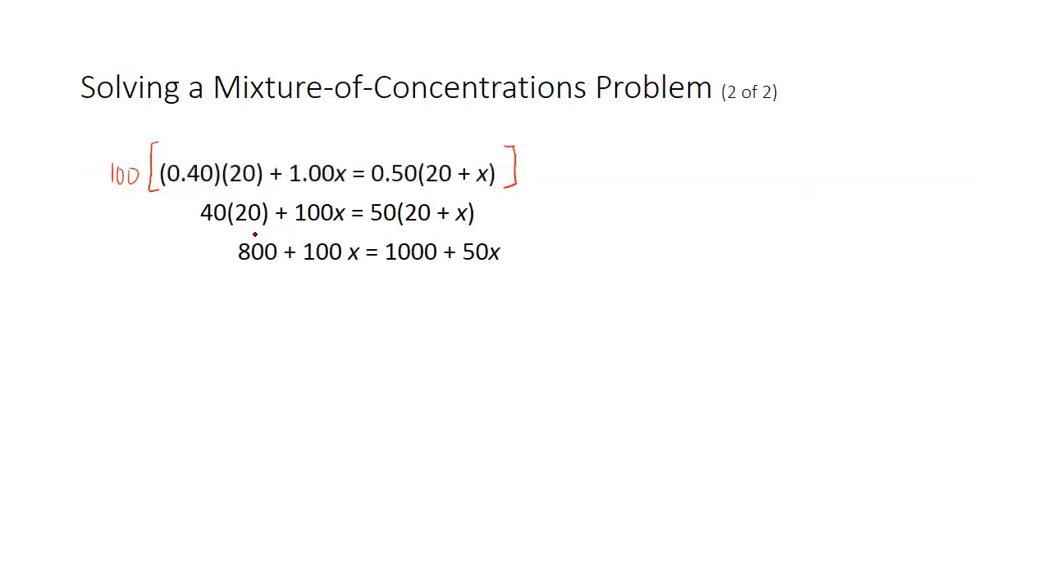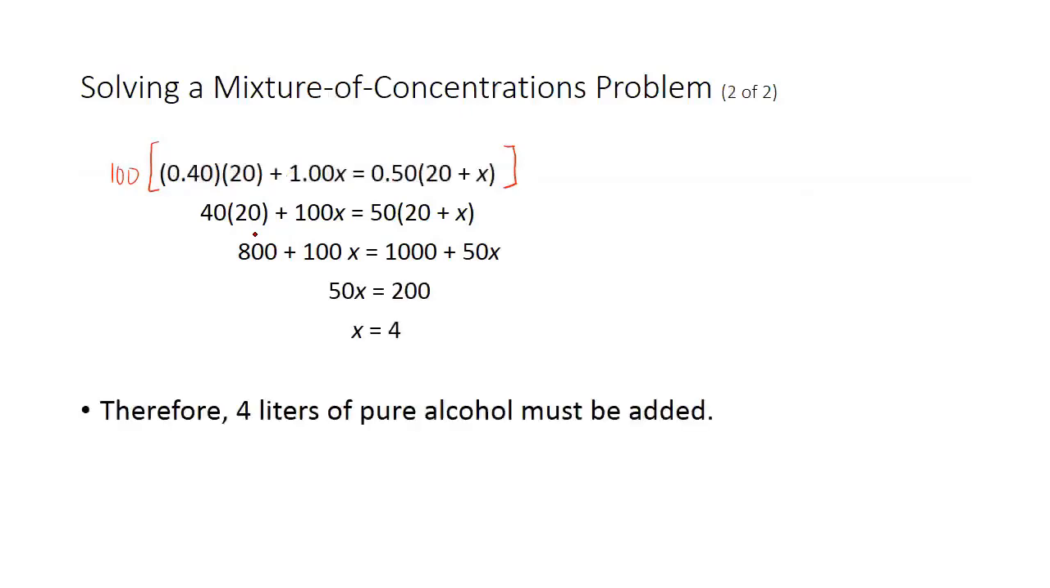40 times 20 would be 800. Distribute 50, you get 1000 plus 50x. And just simply solve for x. So x will be equal to 4. Therefore, 4 liters of pure alcohol must be added.